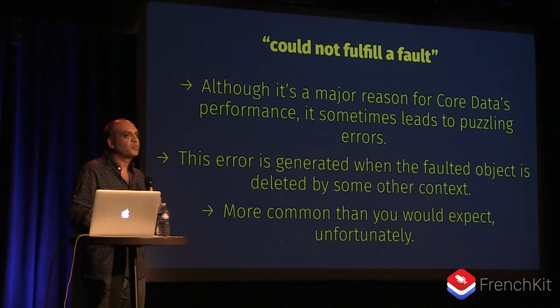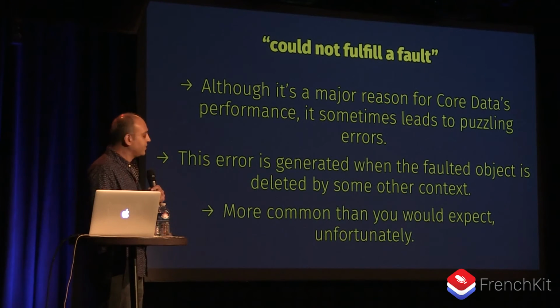So faulting is really good because it doesn't have to pull in all the data all the time if it doesn't need it. Unfortunately, something happens to that faulted object in the background or somewhere else that you're not aware of. And then when you go and try and fire the fault or get the actual value for it, it's not there, and it pops this up. And this is the sort of thing that keeps you up at night.